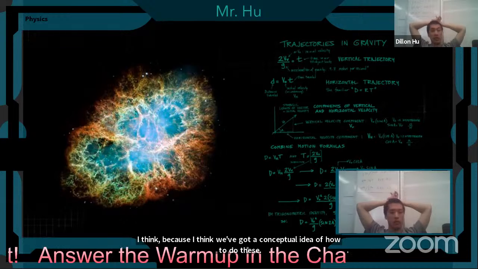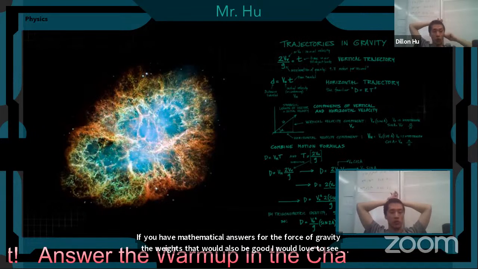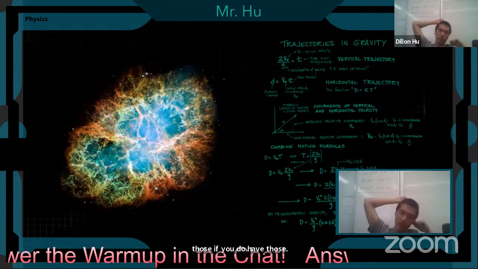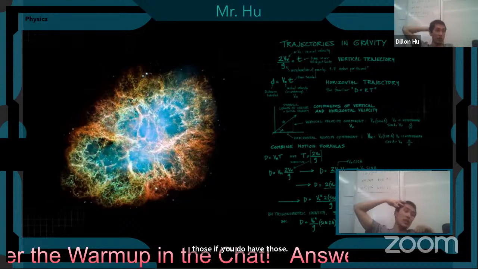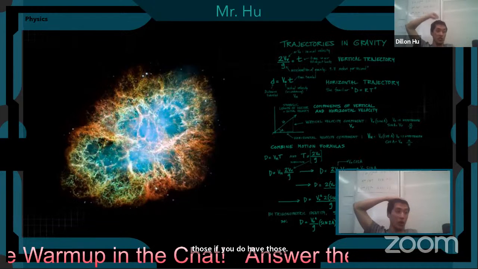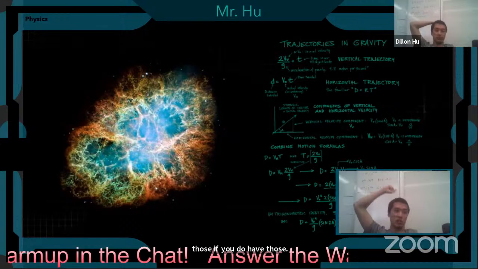The general equation we want to use is F equals ma, where force is equal to mass times acceleration. In the case of gravity, our acceleration is the acceleration due to gravity, which is 9.8 meters per second squared.